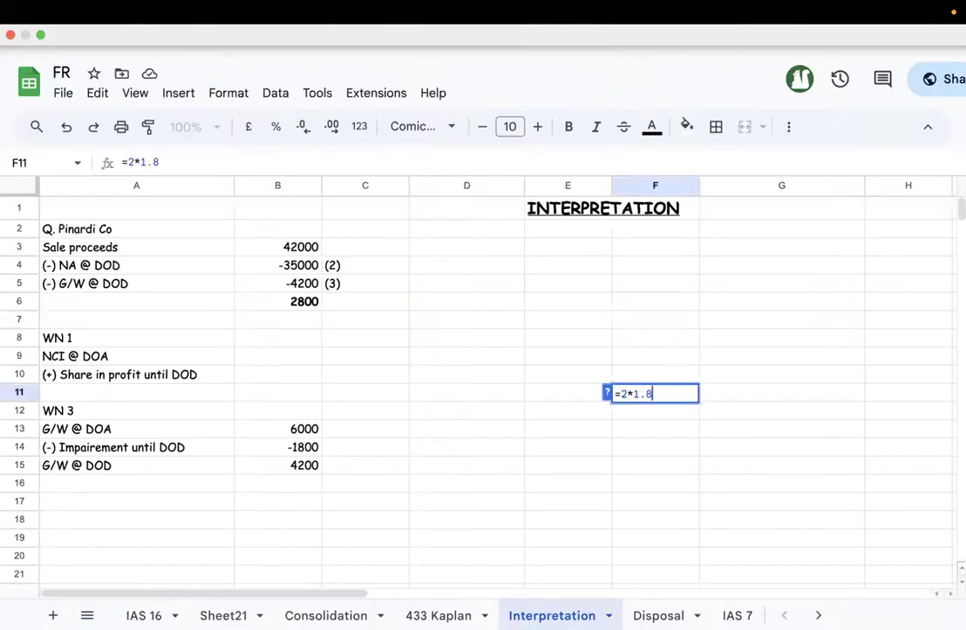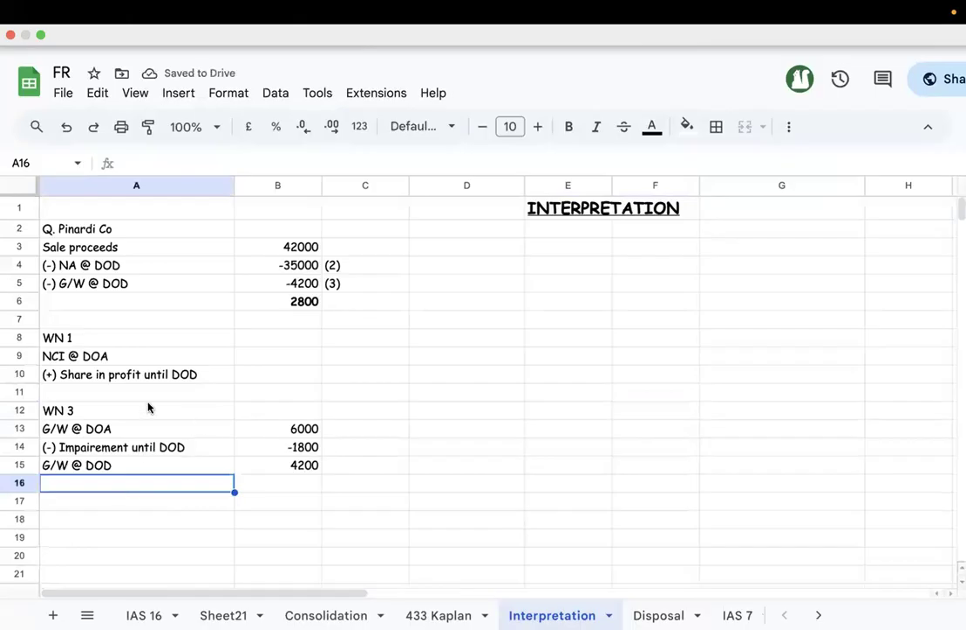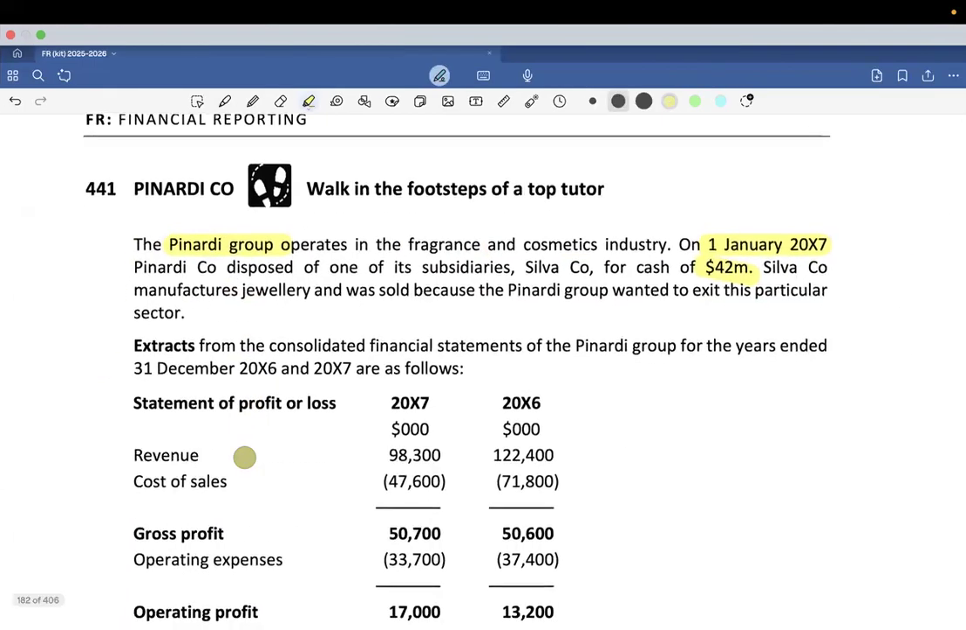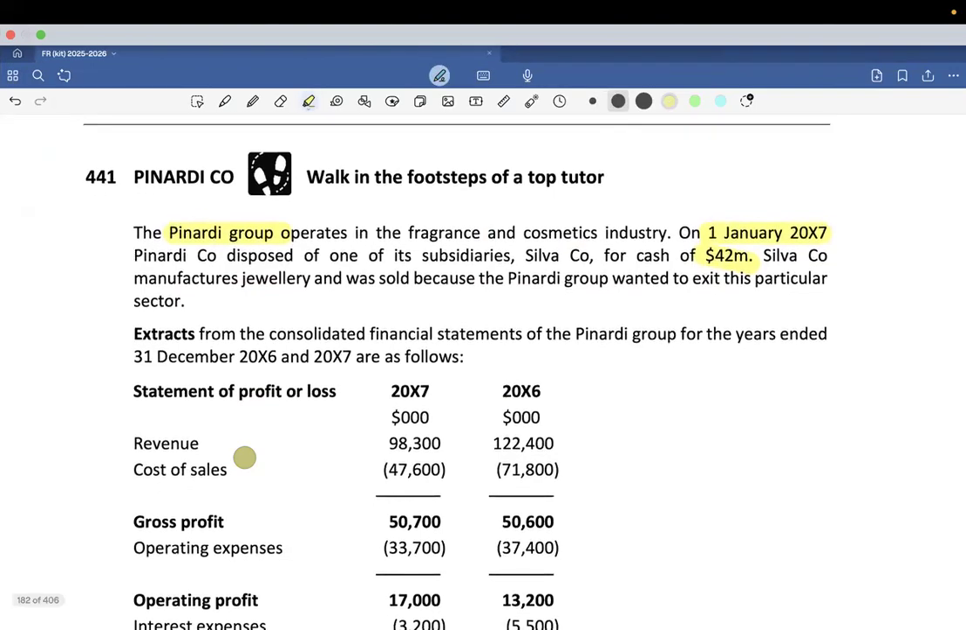2 into 1.8. You need to spend exactly 3 to 4 minutes on this one. Don't take too long. Since I'm explaining, I might take long, but make sure you complete it within that time range. Per mark, it should be only 1.8 minutes. Clear?